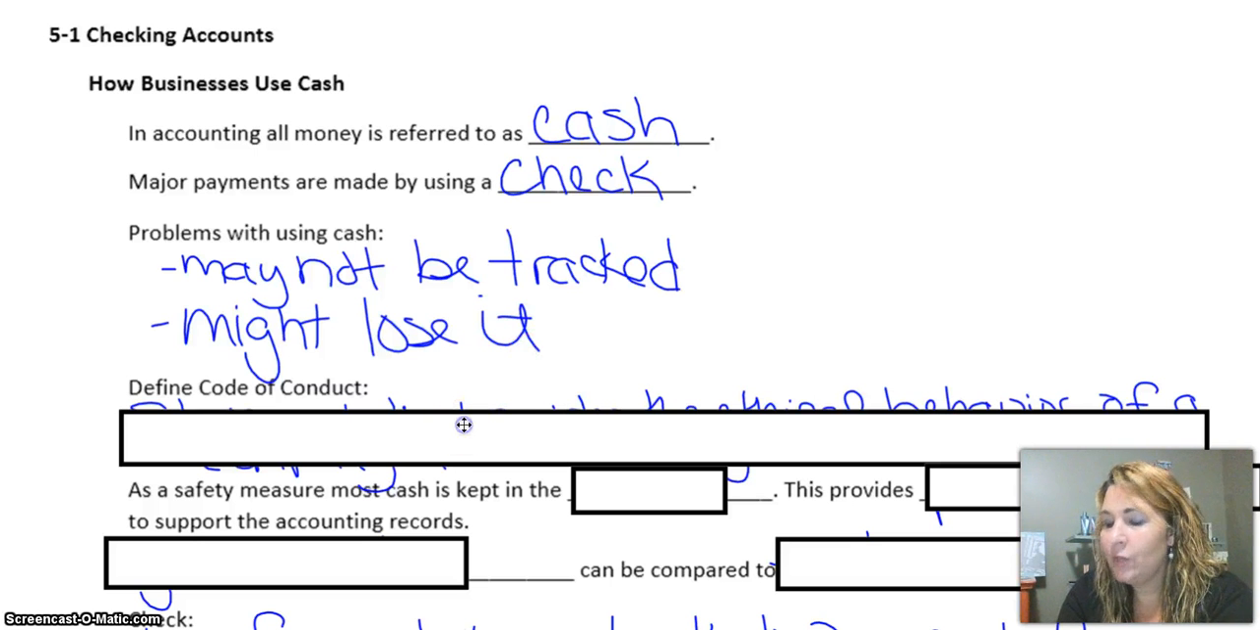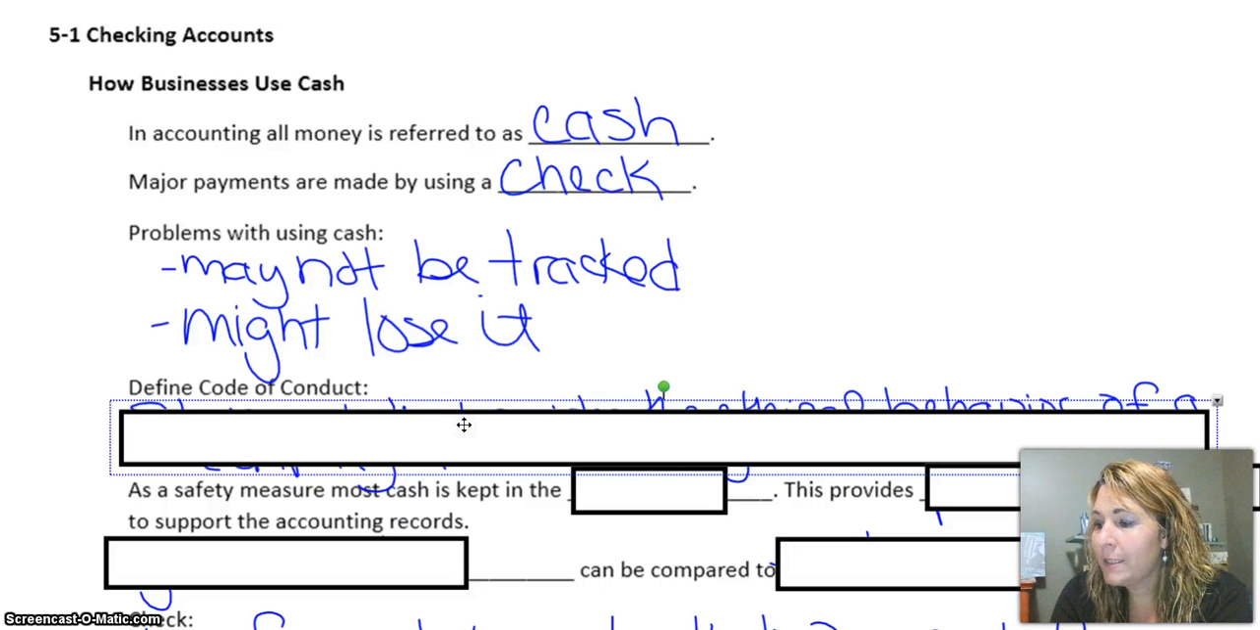So on page 118, in the little blue Character Counts box, I want you to go ahead and pause the video right now and read the business code of conduct and think about what you would have your answers to be. So go ahead and pause.